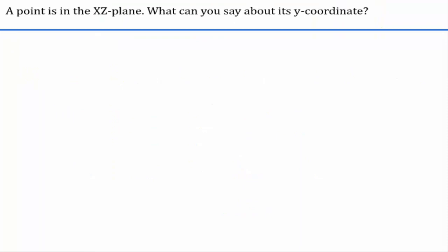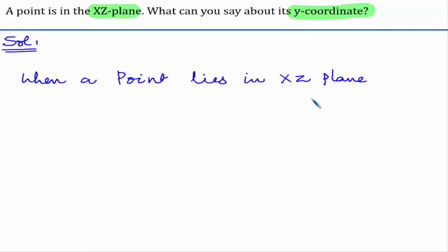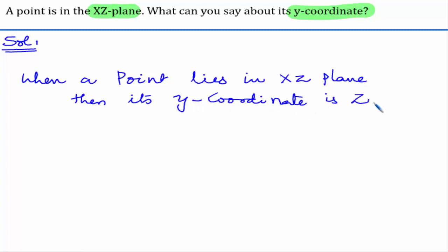In this question, a point is given to us which is on the xz plane and it is asking about the y coordinate. Let us see the solution for this. When a point lies in the xz plane, then its y coordinate is 0.